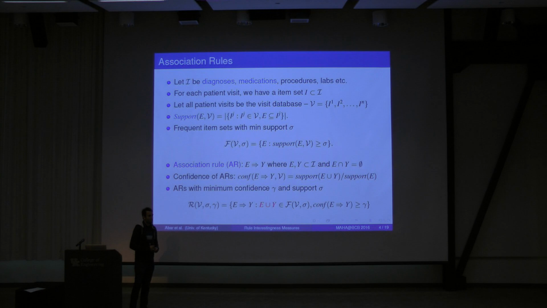My question may be ill-formed: the support function, how does it use E? E is a subset of each patient visit. Okay, I get it. So E is just counting the item sets which include it. Yes, so if E is depression and antidepressants, then the support of E would be all the patients that had both depression and antidepressants.